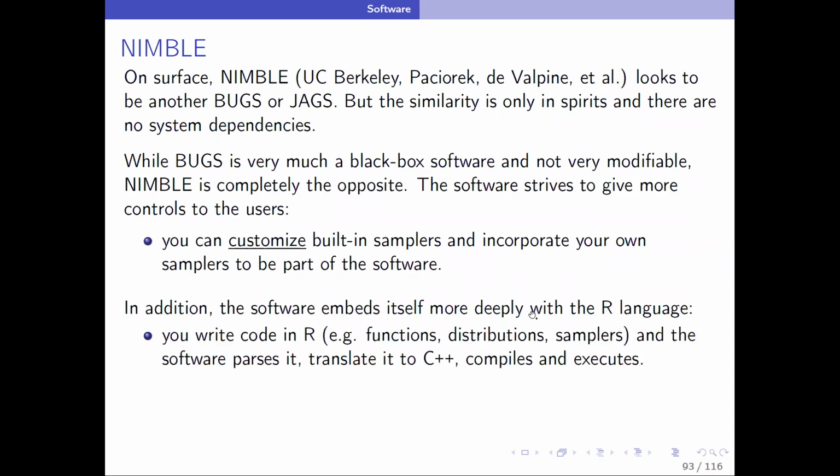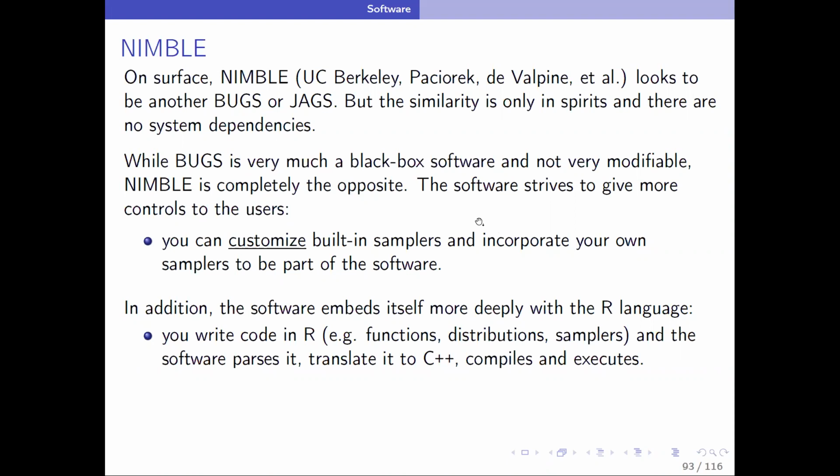NIMBLE, if you think about WinBUGS, is a standalone software package, which is a very black-box-ish thing. You can't modify much of it. And what people do is they use the interface language, often R, and then they send a program to BUGS and they collect the results back. And now NIMBLE did something different.